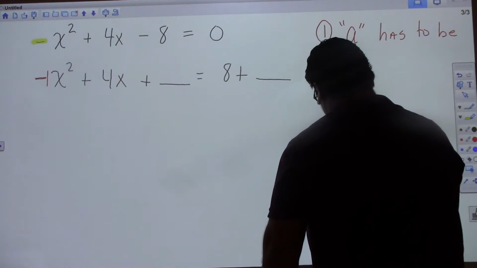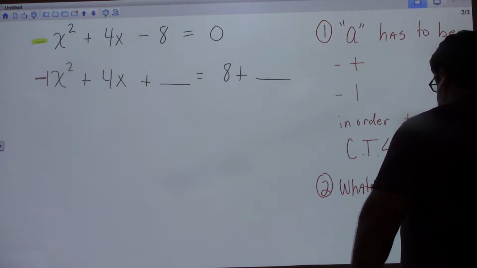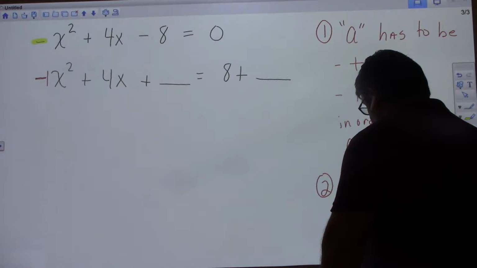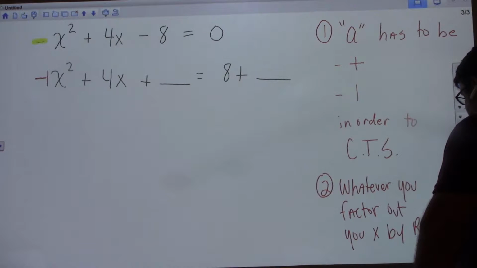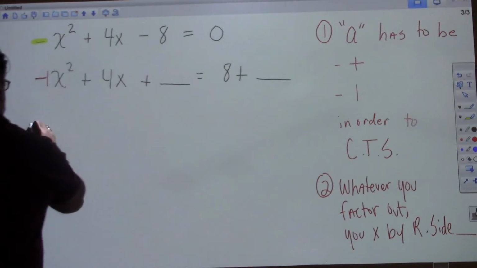And the second rule, whatever you factor out, you multiply by the right side blank. Whatever you factor out, you multiply by the right side blank. So what am I going to factor out of the left side? I'm going to factor out a -1. I'm going to do that in the red, I'm going to pull that negative 1 out right here.